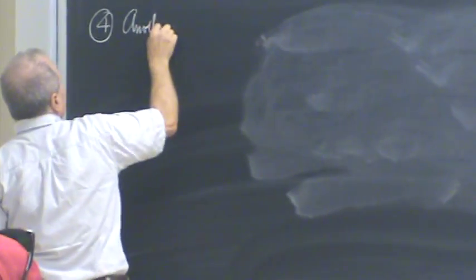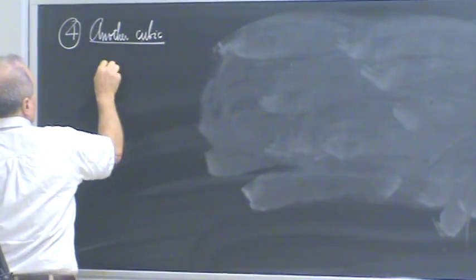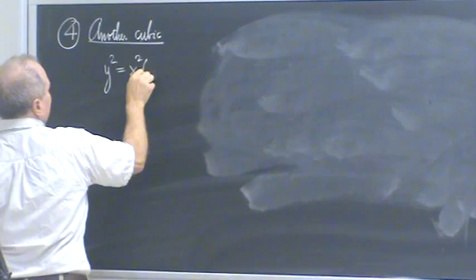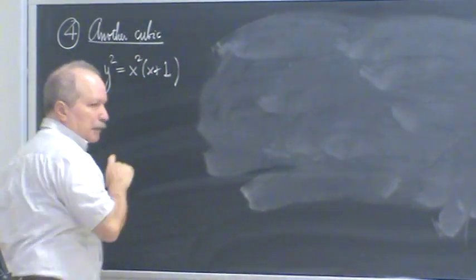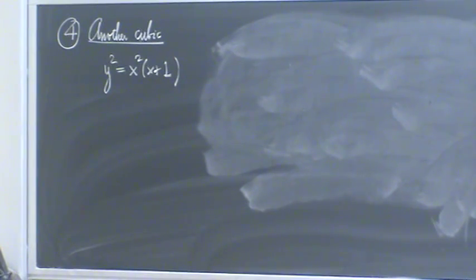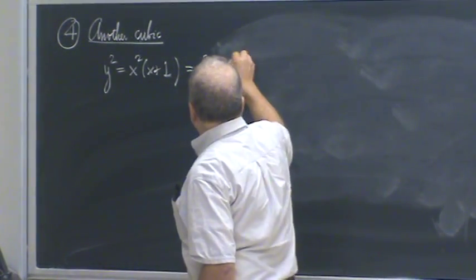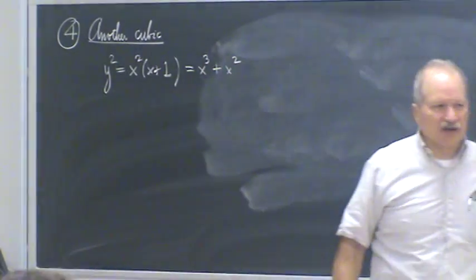All right, I'm going to do one more example of a cubic before we go on. Suppose I write down this equation in the plane. Do you see why I'm saying it's a cubic? Because x is cubed. Highest degree of term appearing as a cube.